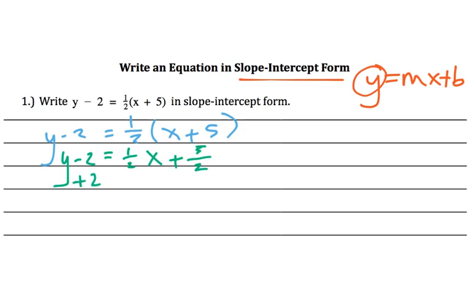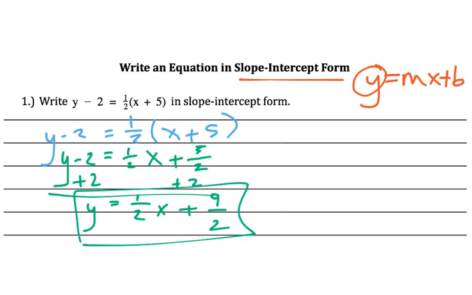We'll add 2 to both sides, which means I'll have y as 1/2 x plus 9/2. And that means you'd be done.